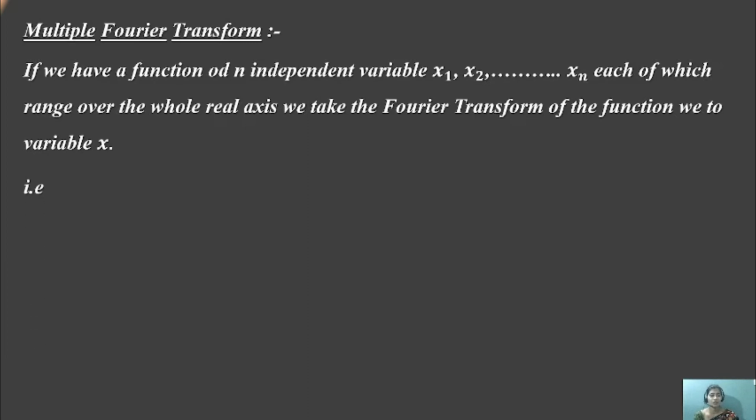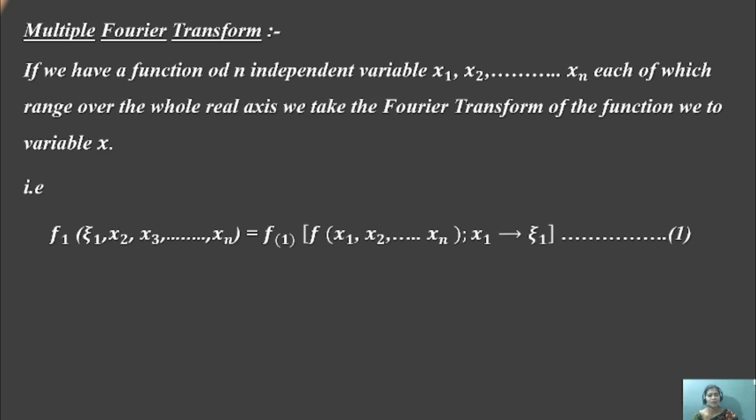Multiple Fourier transform. If we have a function of n independent variables, where n is a natural number, with values x1, x2 to xn, each of which ranges over the whole real axis, we take the Fourier transform of the function. We get the variable x, and the same value will change to the variables y and z, both of this function.